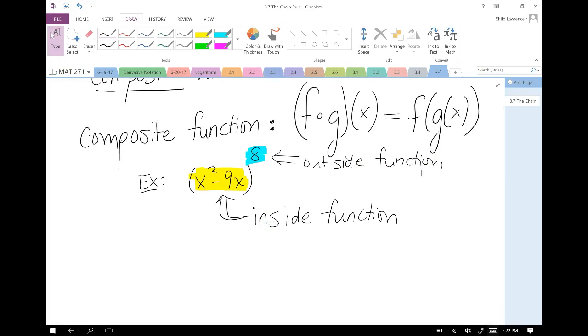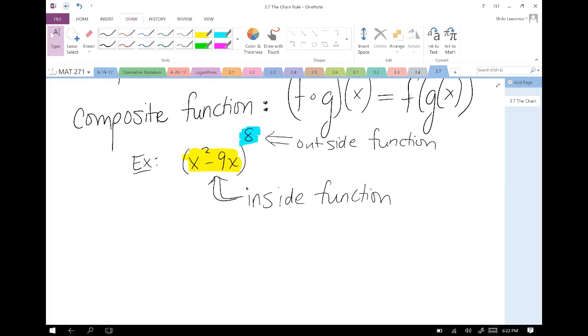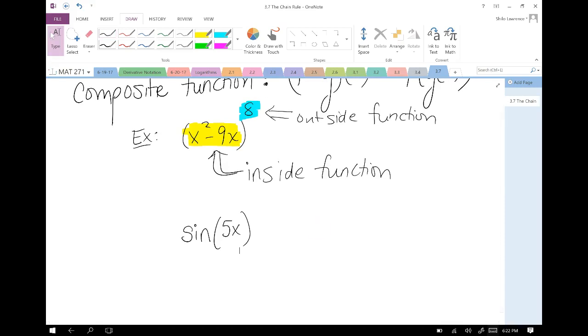Another example, when we start looking at trigonometry in the next section, anytime there is something plugged in to the angle, so say the sine of 5x, that's considered a composite function. So the 5x is the inside function, and the sine is the outside function.